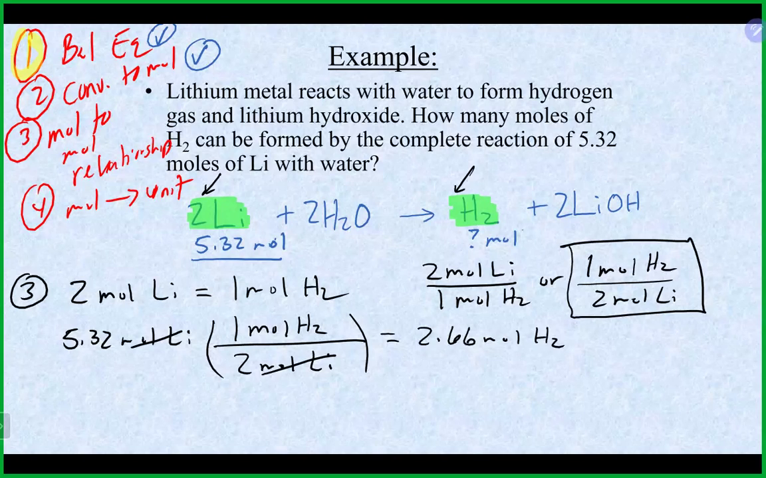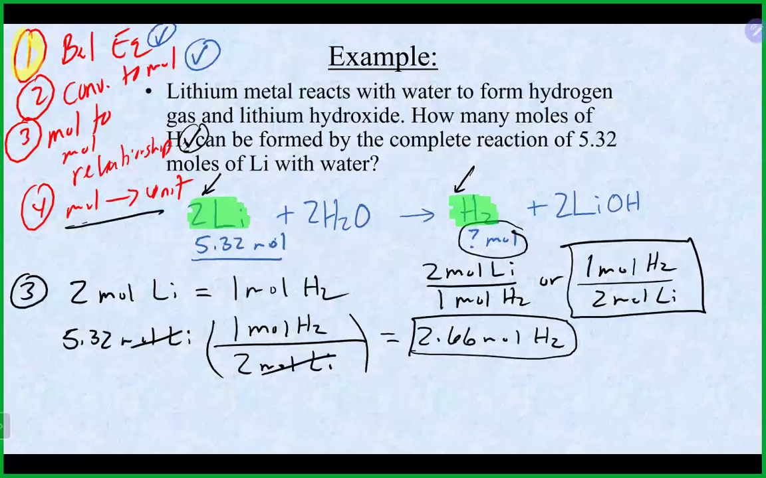I am looking for moles of hydrogen, which means that is my answer, right? I only had to go to step number 3. I did not need to do step number 4 in this case, right? Any questions on that? That right there is basically saying that if I started with 5.32 moles of lithium in this case, everything went perfect. No bad side reactions. I should theoretically get out 2.66 moles of hydrogen. That is also known as the theoretical yield, which is what you get when you calculate it from the equation.